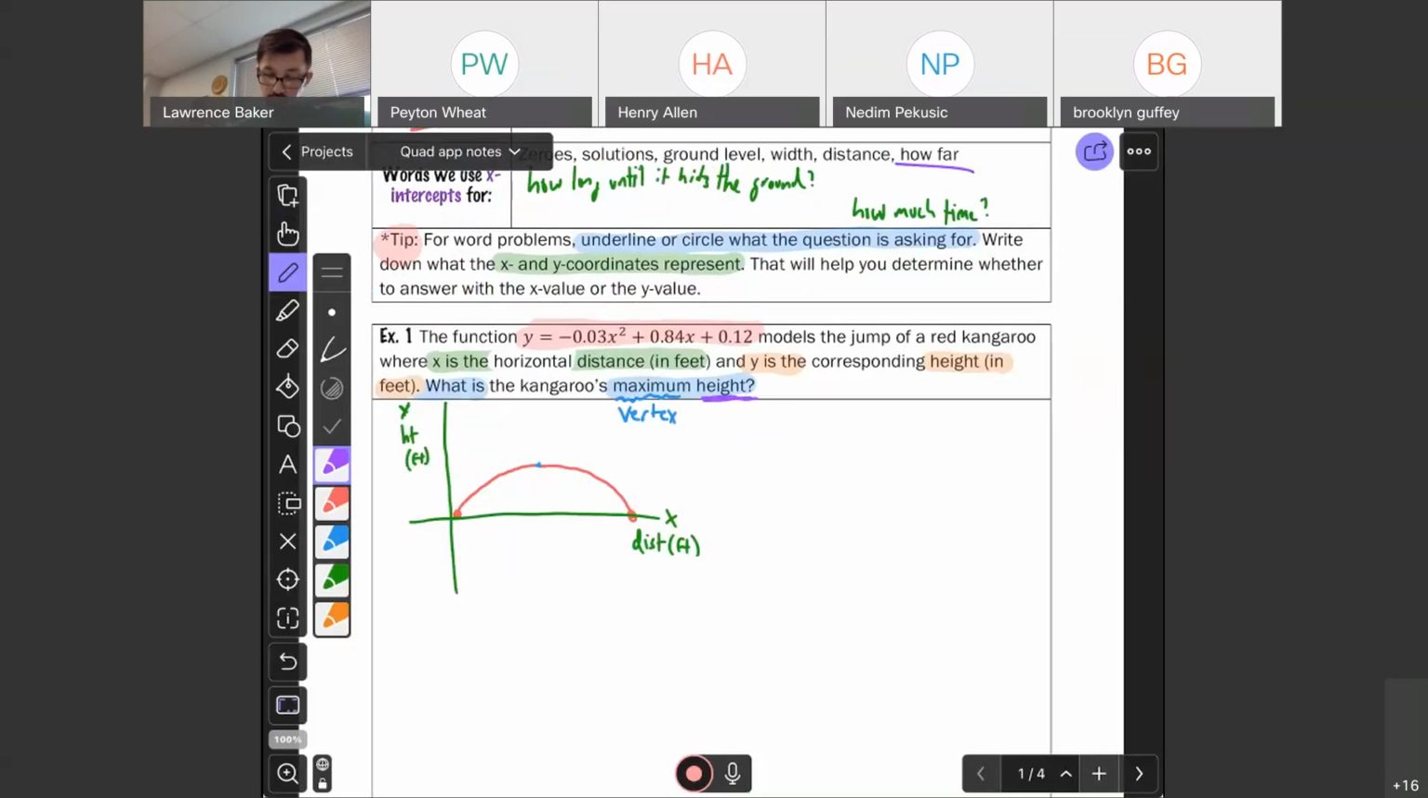It's the y, right? So they want to know about the vertex, but very specifically, they want to know the y coordinate of the vertex. It's not asking us for x, but we don't have to find it, right? They want to know the y. When we're done, we know we're done because we have the y coordinate of the vertex. Okay.